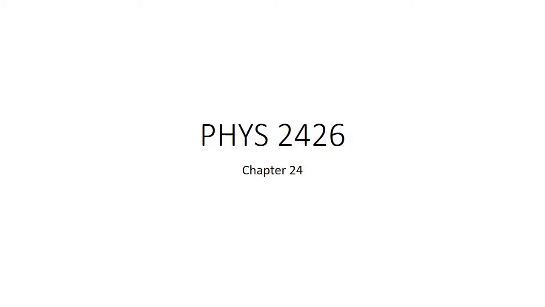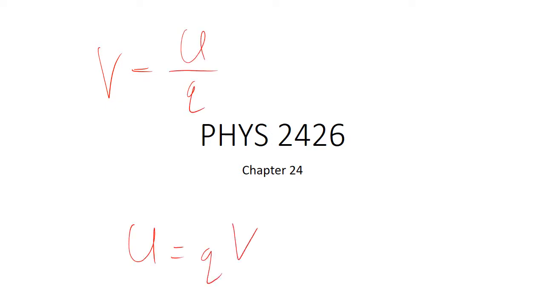So we know about potential. We know that the electric potential is going to be the electrical potential energy per charge. So that means we could work backwards, and so potential energy is going to be Q times V. Now, how does that apply?